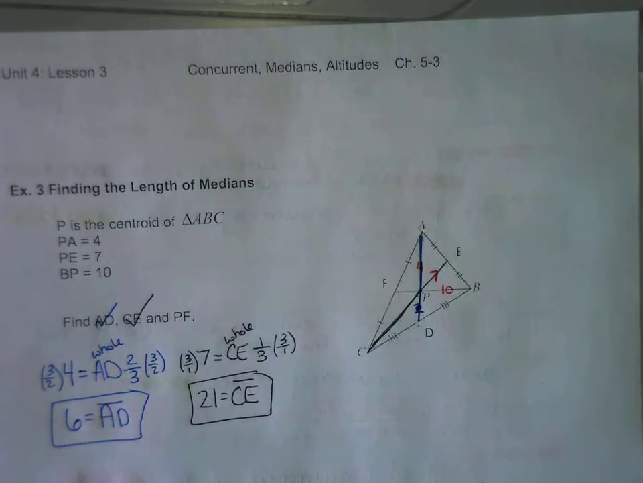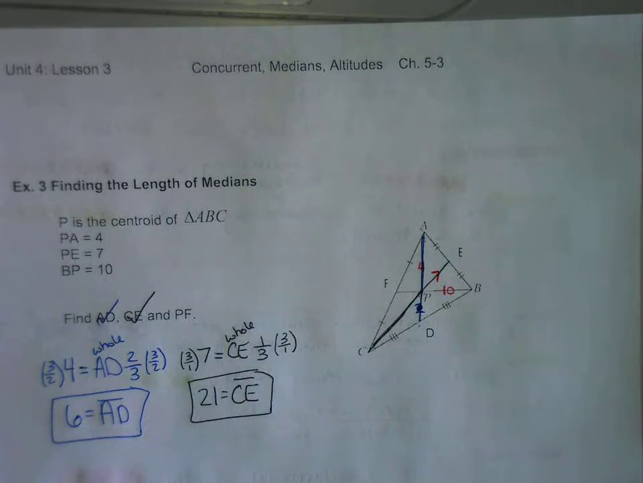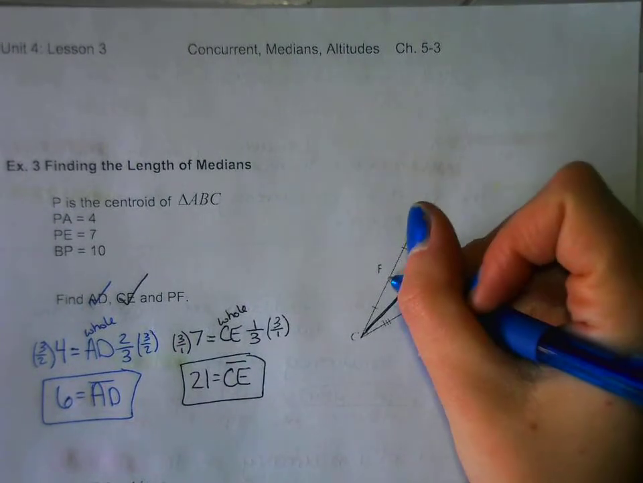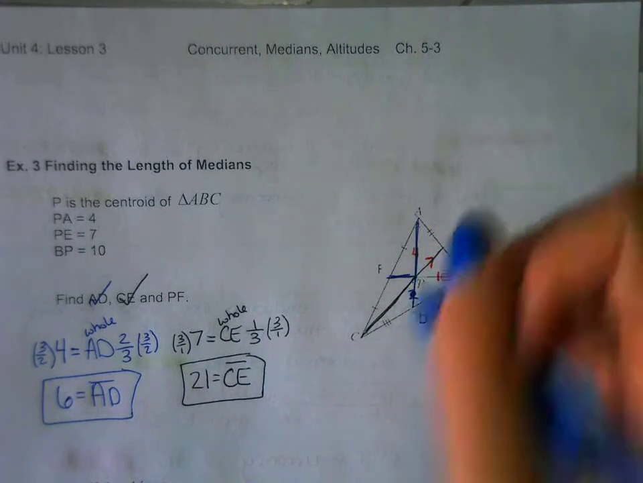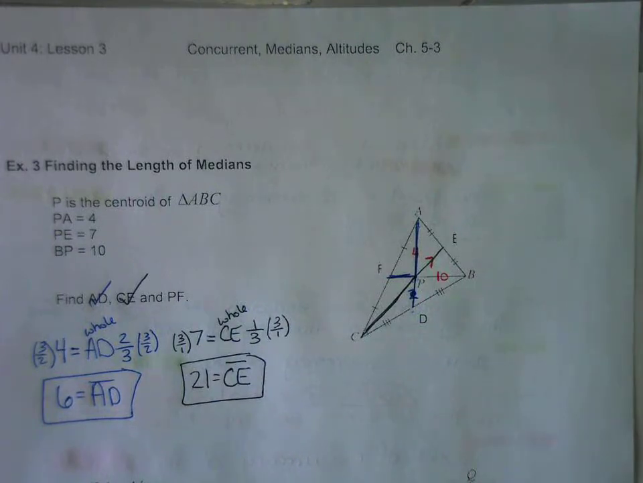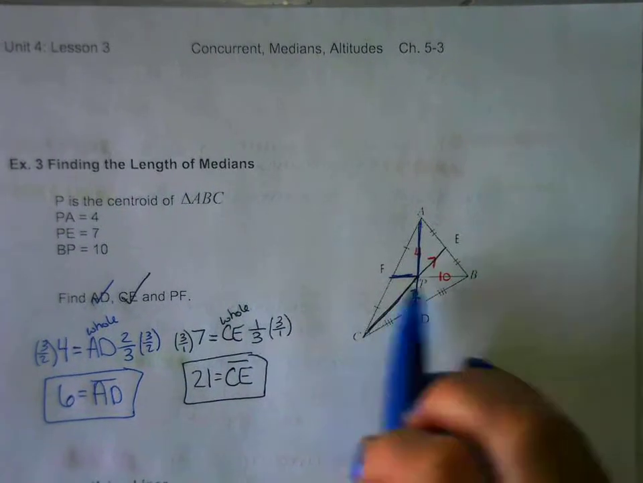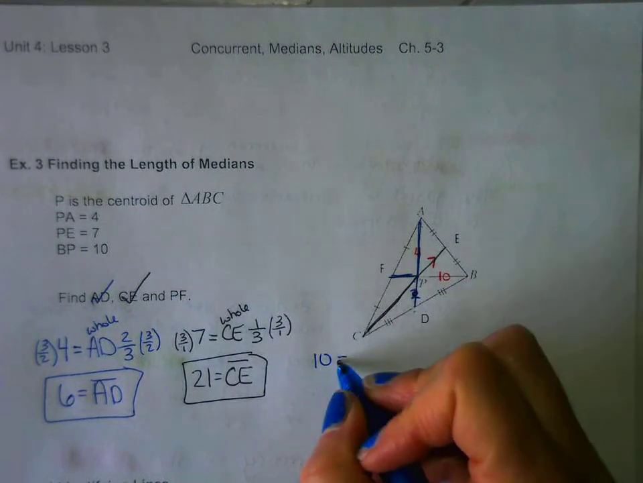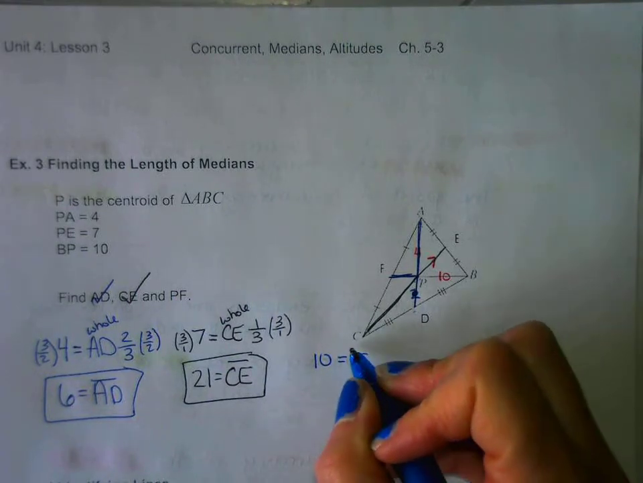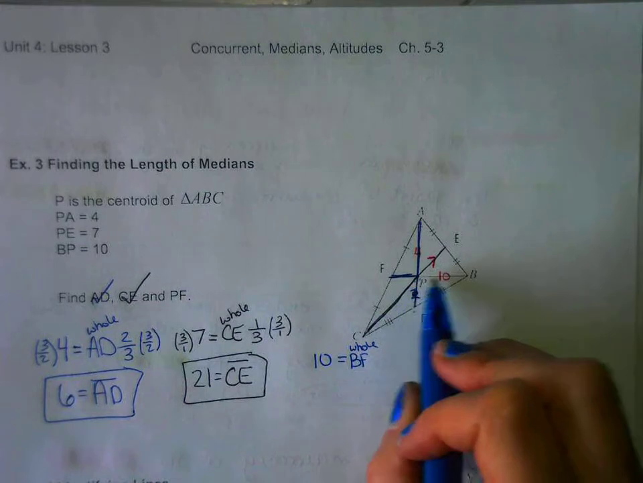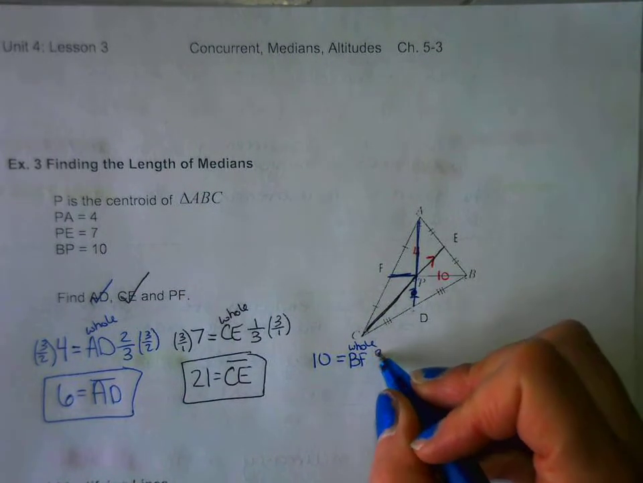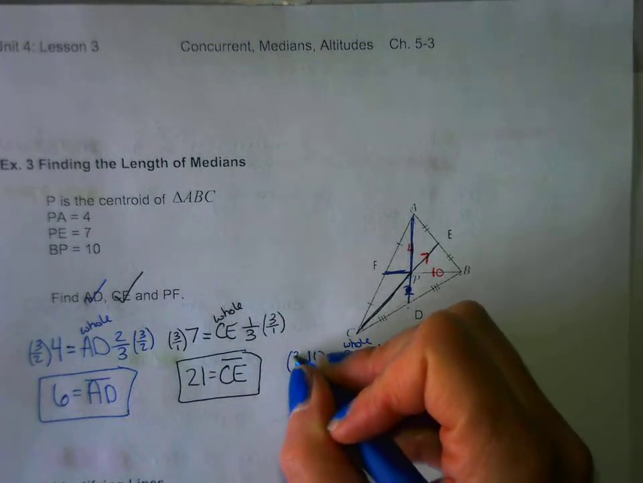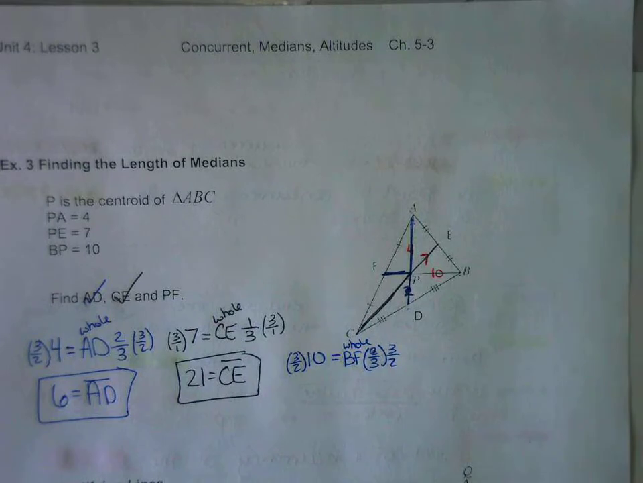Okay, last one, we're trying to find the distance of PF. So PF is actually just this little chunk right here. So what I'm going to do first is find what the whole distance is. So if I take my 10 and I take the whole distance, which is BF, 10 is actually the larger segment, so it's 2/3 of my whole segment. So I am going to multiply both sides by the reciprocal, which is 3/2. So 10 times 3/2 is 15. And that equals the whole length.